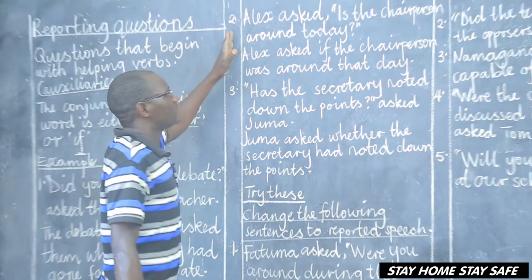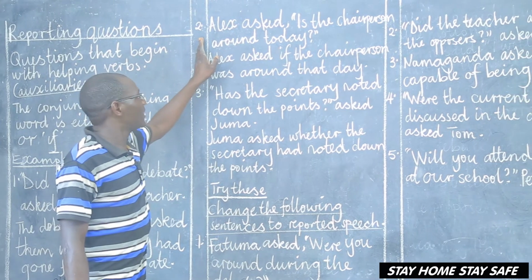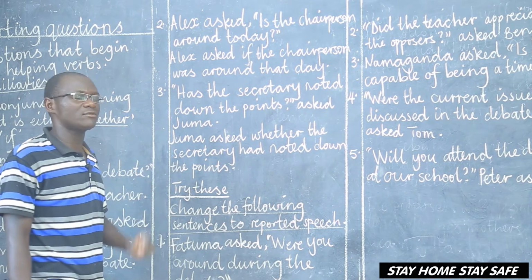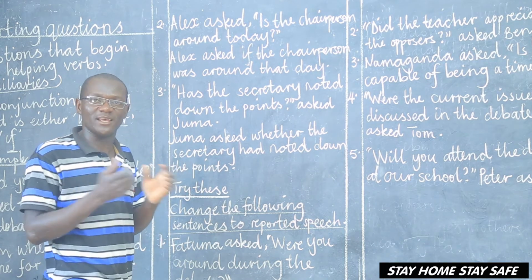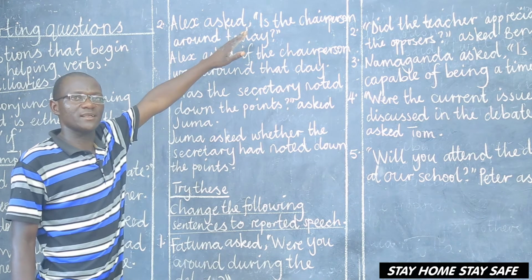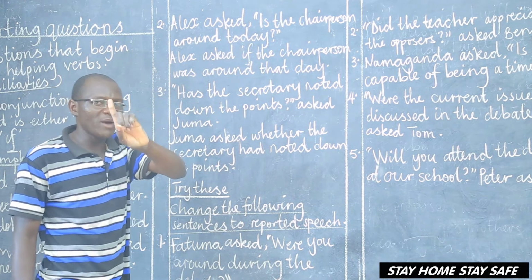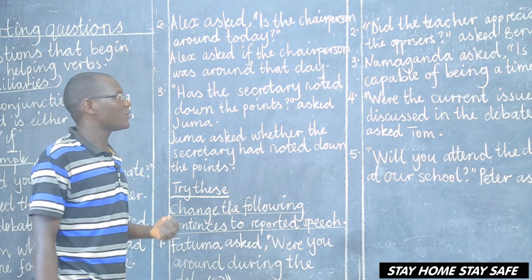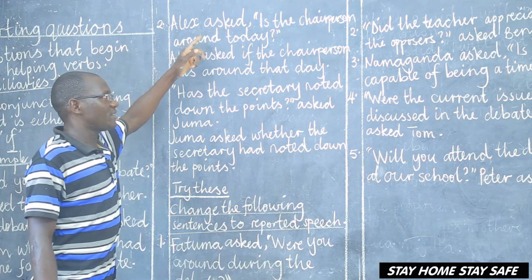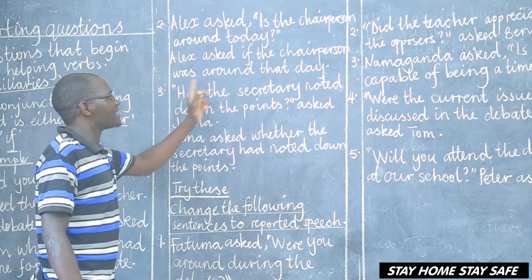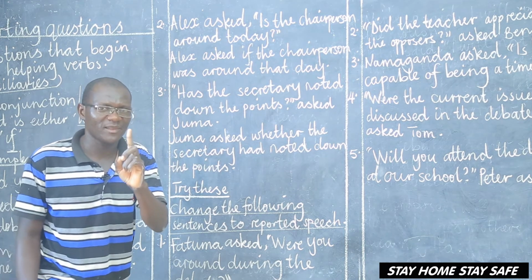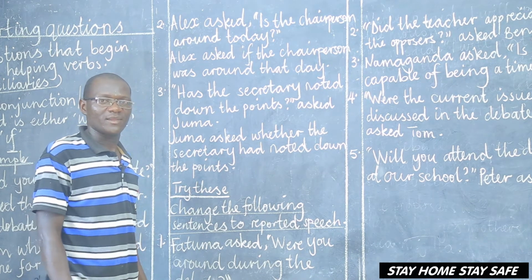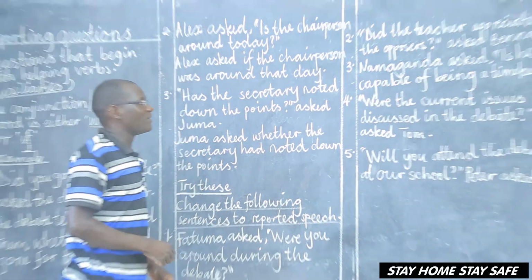Take a look at example number 2. Alex asked, is the chairperson around today? Is the chairperson around today? This question still begins with an auxiliary, which is. So remember, our joining word is whether. If you don't use whether, you can use if. So for this case, we are saying Alex asked if the chairperson was around that day. Remember, that day comes from today. Change in adverbs of time. Today changes to that day. Don't forget about that.